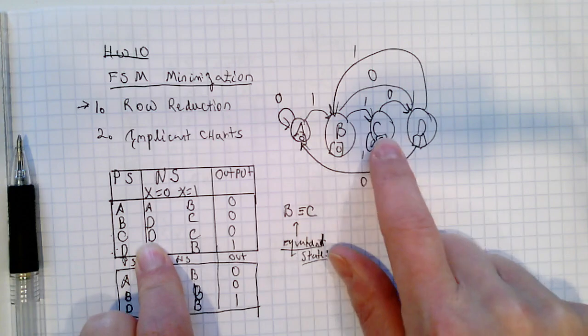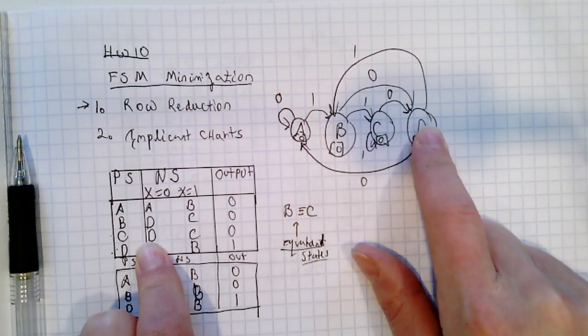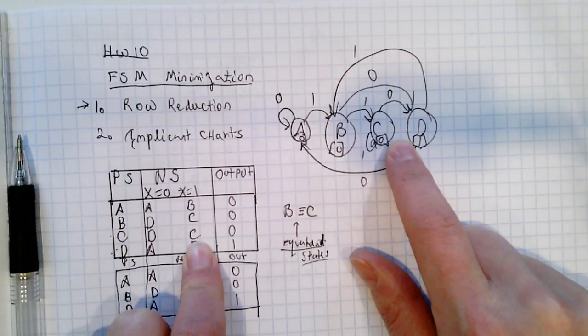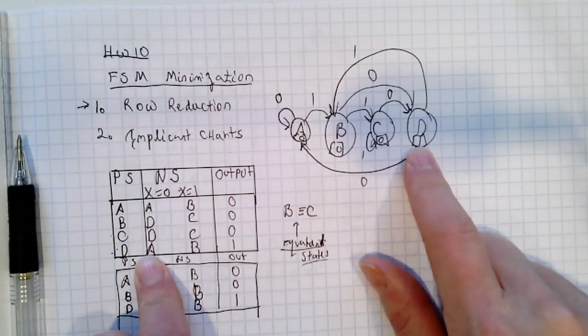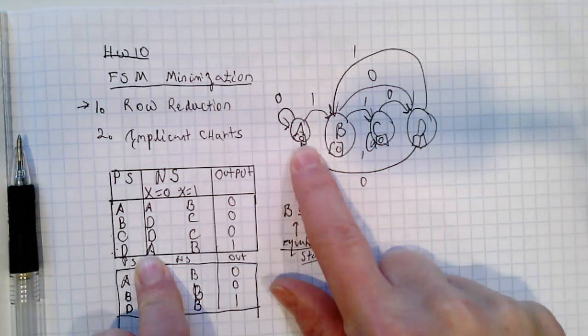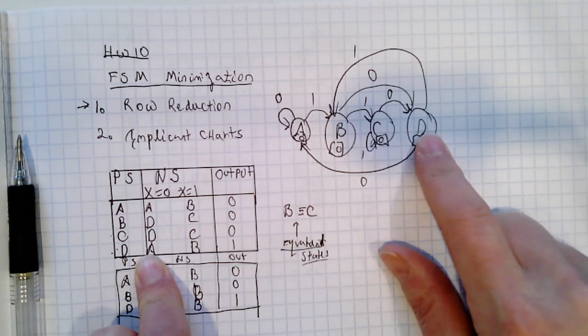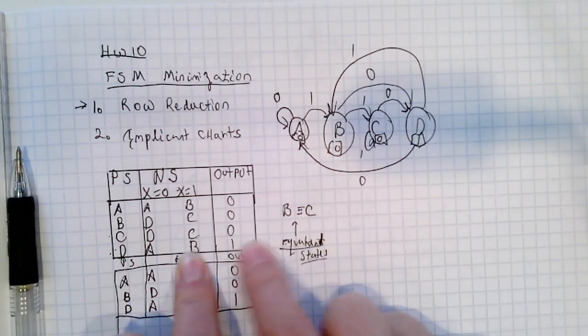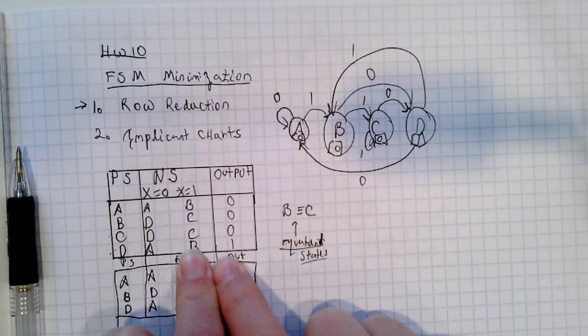If you're in state C, and you get a 0, next state is D, that's good. If you get a 1, next state is C, so that's good. If you're in state D, you get a 0, next state is A. If you get a 1, the next state is B, so AB. And that's how you get this present state, next state diagram. So that's all good. All well and good.